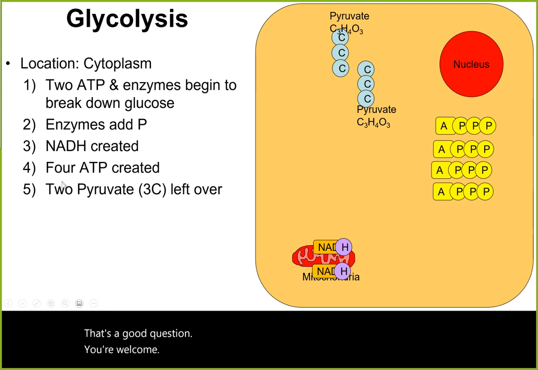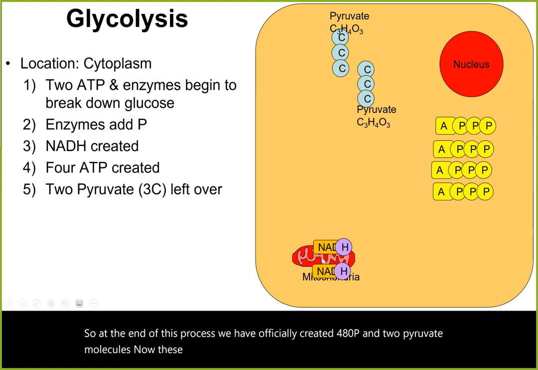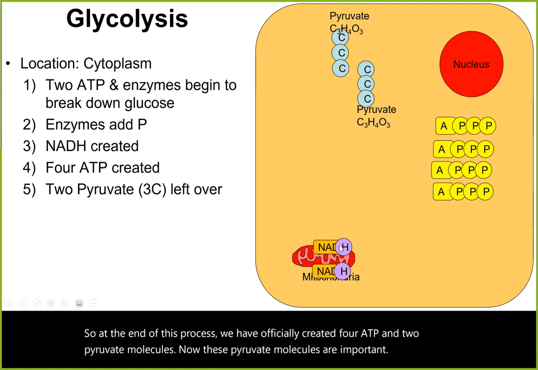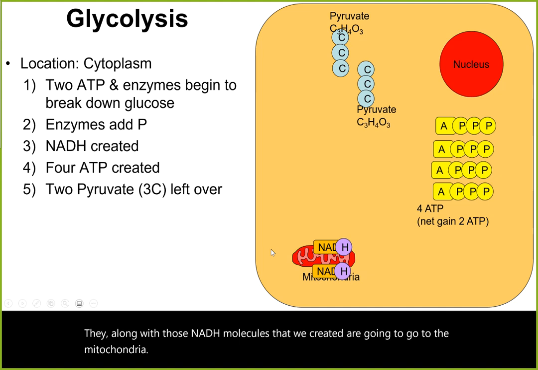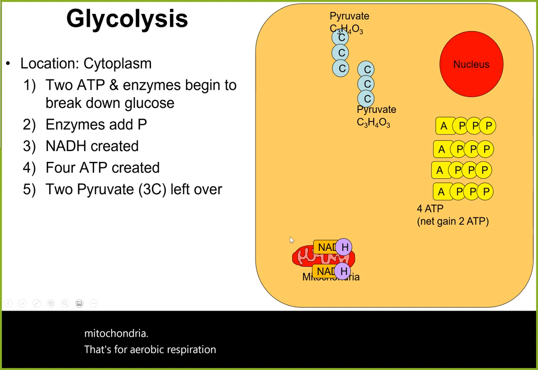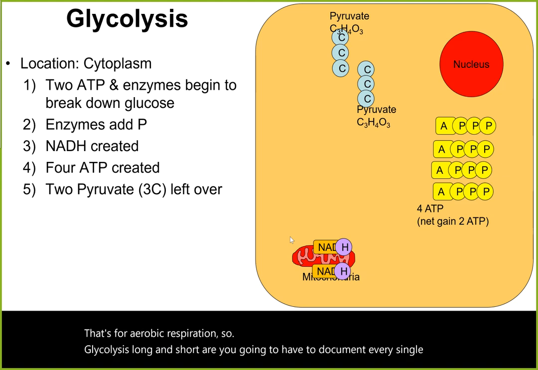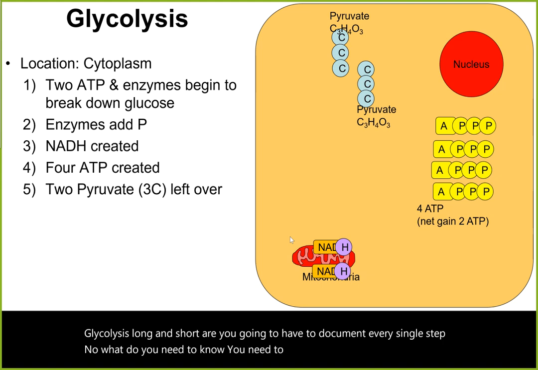So at the end of this process, we have officially created 4 ATP and 2 pyruvate molecules. Now, these pyruvate molecules are important. They, along with those NADH molecules that we created, are going to go to the mitochondria. Well, that's for aerobic respiration. So, glycolysis, long and short. Are you going to have to document every single step? No. What do you need to know? You need to know the starting products and the finishing products, right?